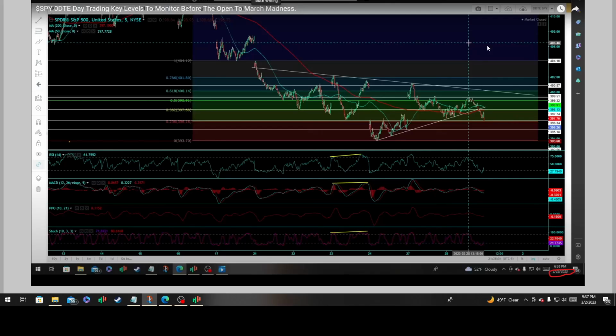This is an updated technical analysis blueprint plan of action of the 0 DTE strategy on SPY, the largest component of the S&P 500, the day trading game plan for them all, March 3rd, 2023. In my previous video, I mentioned a day before the open of the March Madness, February 2023.